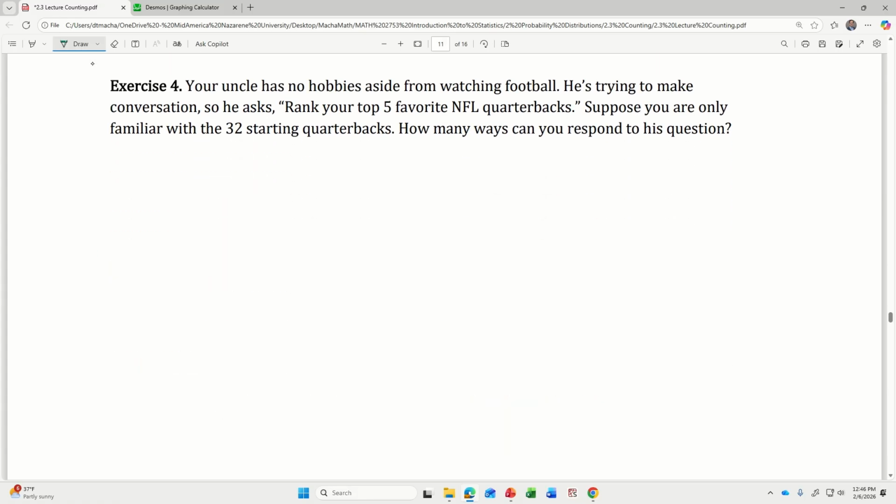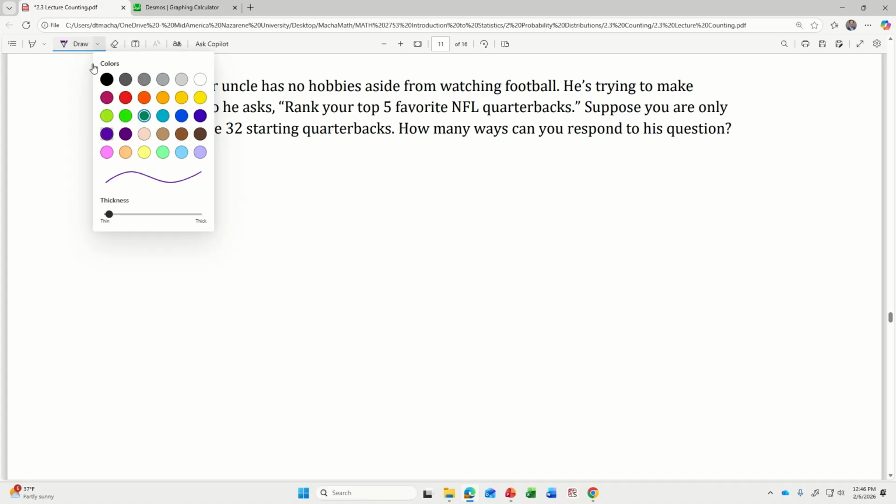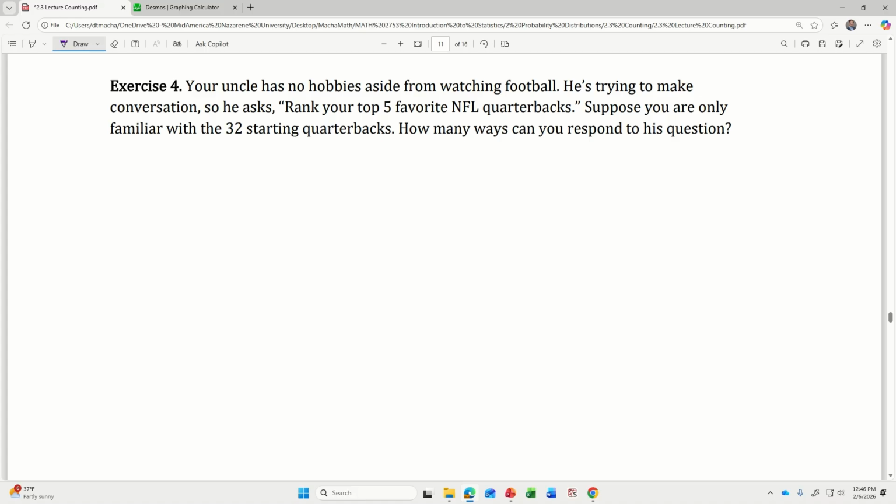Just a couple more question types. Well, let me let you do this one for practice. Very similar to the Power Rangers question, okay? This one says, your uncle has no hobbies aside from watching football. He's trying to make conversation, so he asks, rank your top 5 favorite NFL quarterbacks. Suppose you're only familiar with the 32 starting quarterbacks. How many ways can you respond to his question?